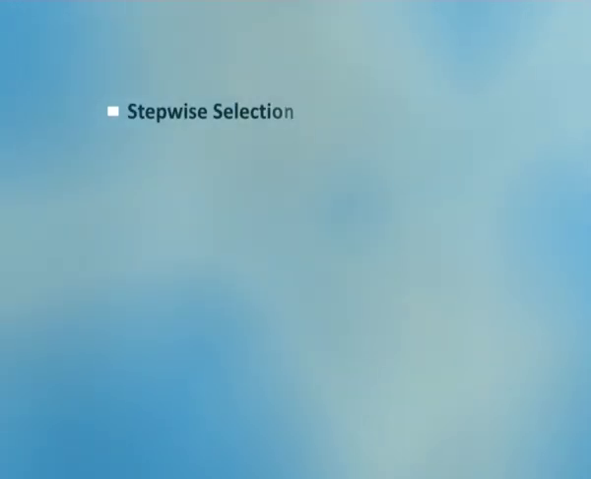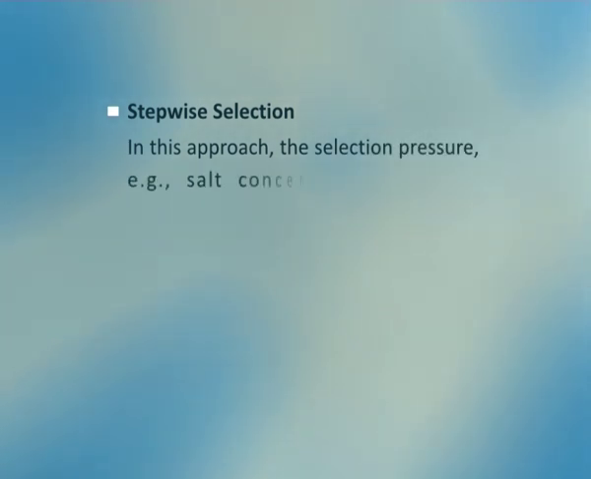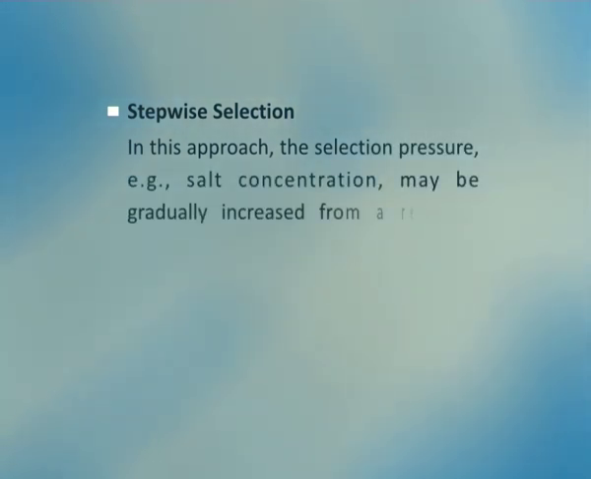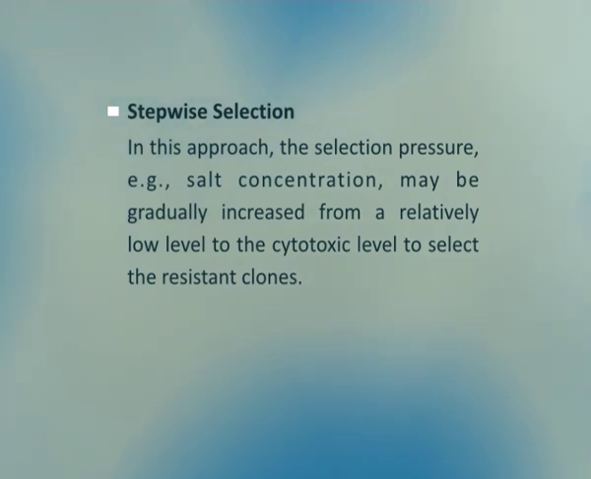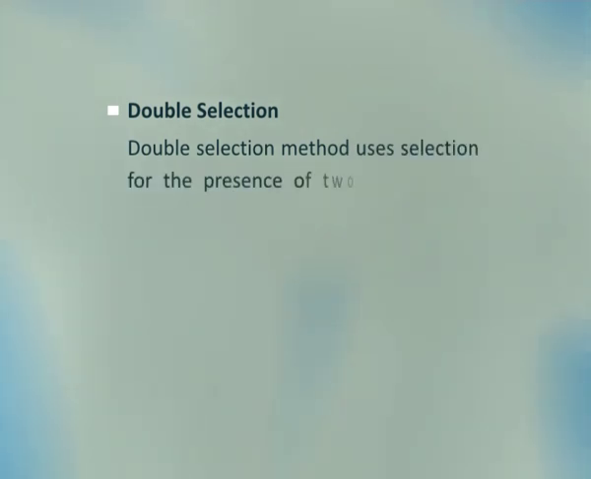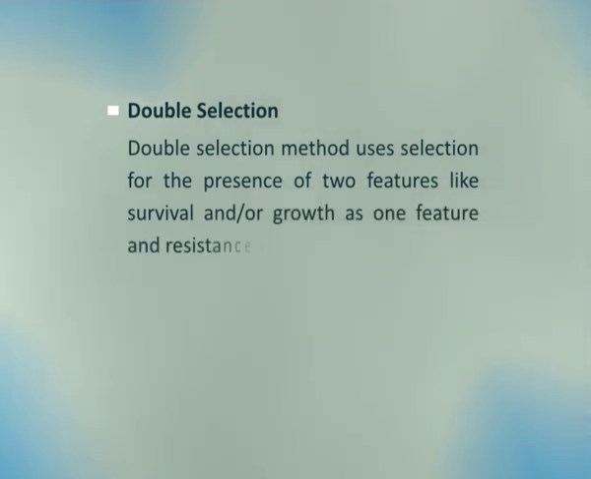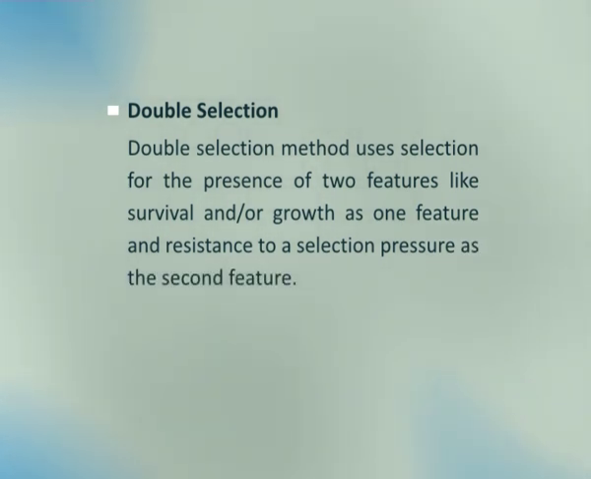Next is the stepwise selection. In this approach, the selection pressure, for example salt concentration, may be gradually increased from a relatively low level to the cytotoxic level to select the resistant clones. The next type of method is the double selection. Double selection method uses selection for the presence of 2 features, like survival and or growth as one feature and resistance to a selection pressure as the second feature.